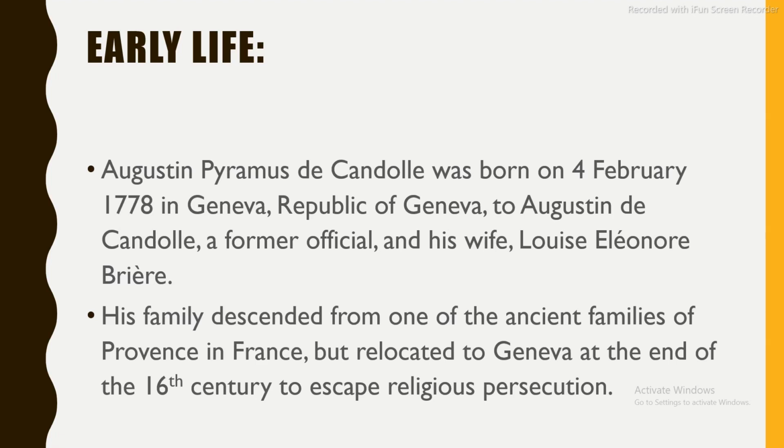Augustin Pyramus De Candolle was born on 4th of February 1778 in Geneva, Republic of Geneva, to Augustin De Candolle, a former official, and his wife, Louise Eleanor Brière. His family descended from one of the ancient families of Provence in France, but relocated to Geneva at the end of the 16th century to escape religious persecution.